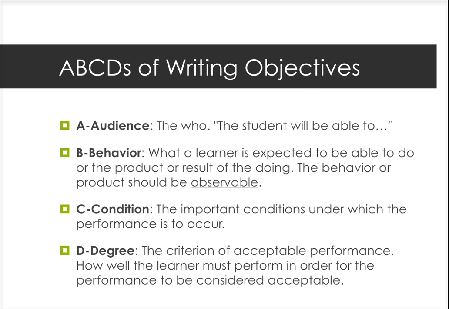Another approach to looking at writing objectives is ABCD, audience, basically the student. Behavior, what is the student going to do? Condition, the conditions under which the performance is to occur, and degree, as we've said, what is acceptable performance.